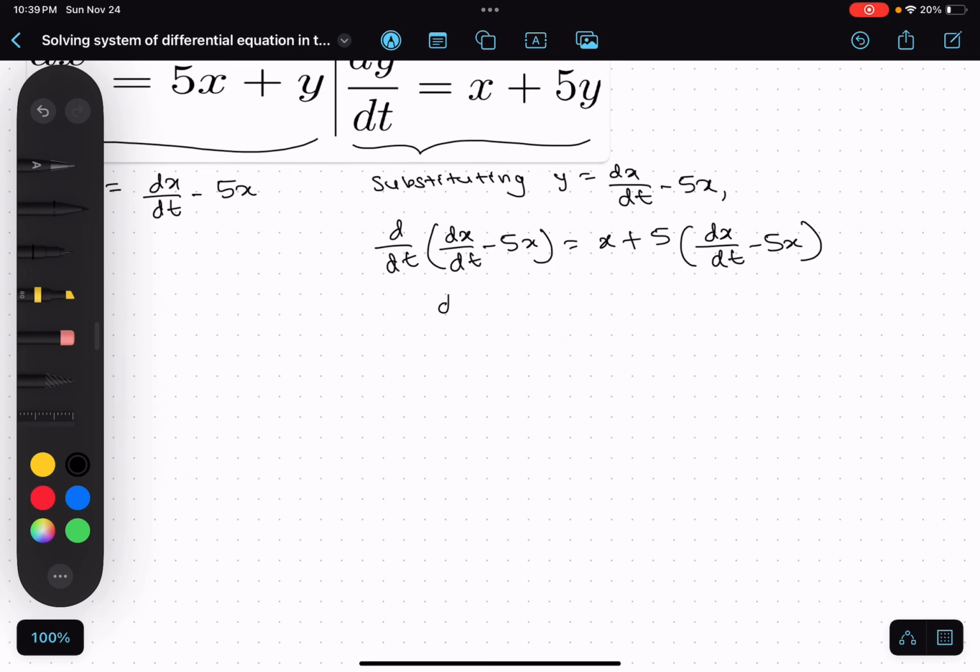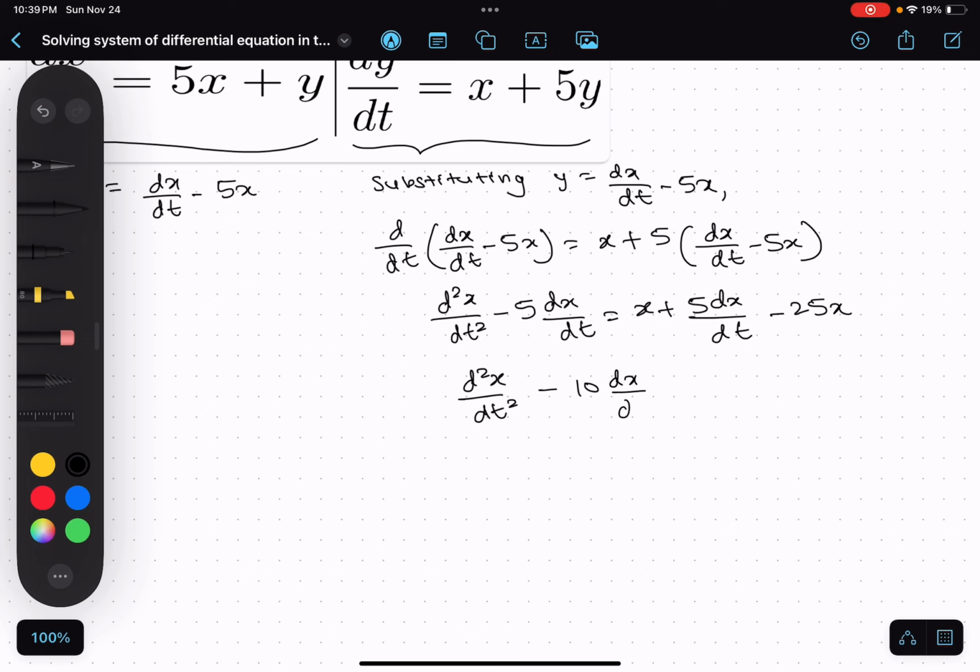Now this will just be d²x/dt² - 5 dx/dt = x + 5 dx/dt - 25x, and that becomes d²x/dt² - 10 dx/dt + 24x = 0.